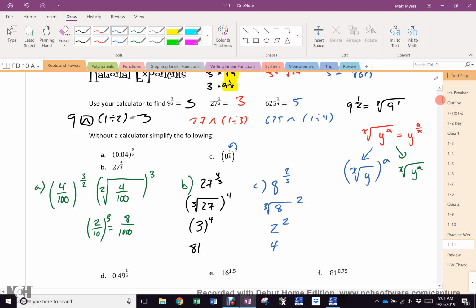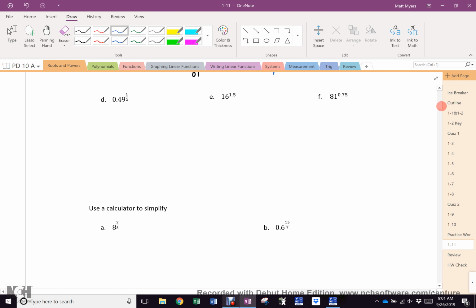Everybody do D. And do it the way you would do it in my math class. So I'll just go 0.49, exponent button 1 divided by 2, right, Mr. Myers? No, because this is math class where we do math.